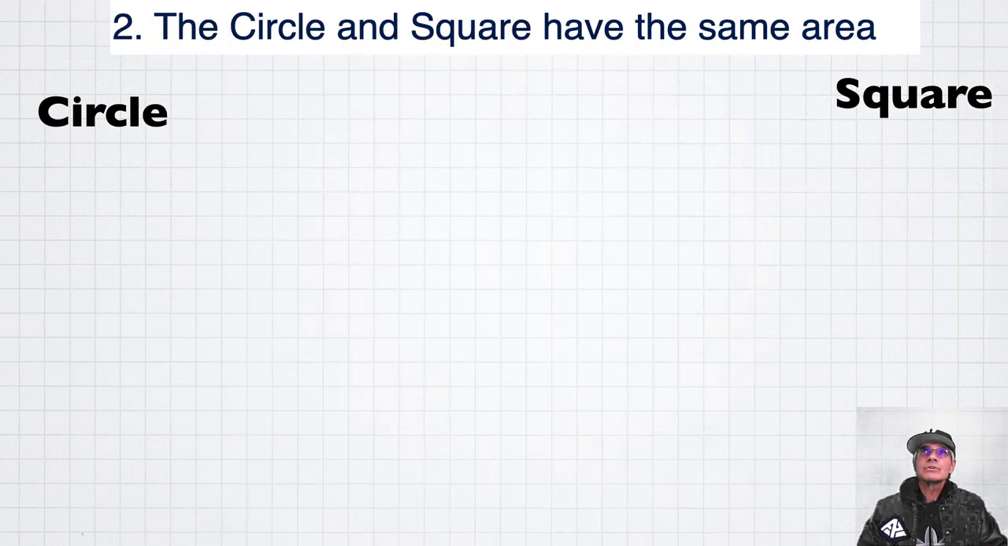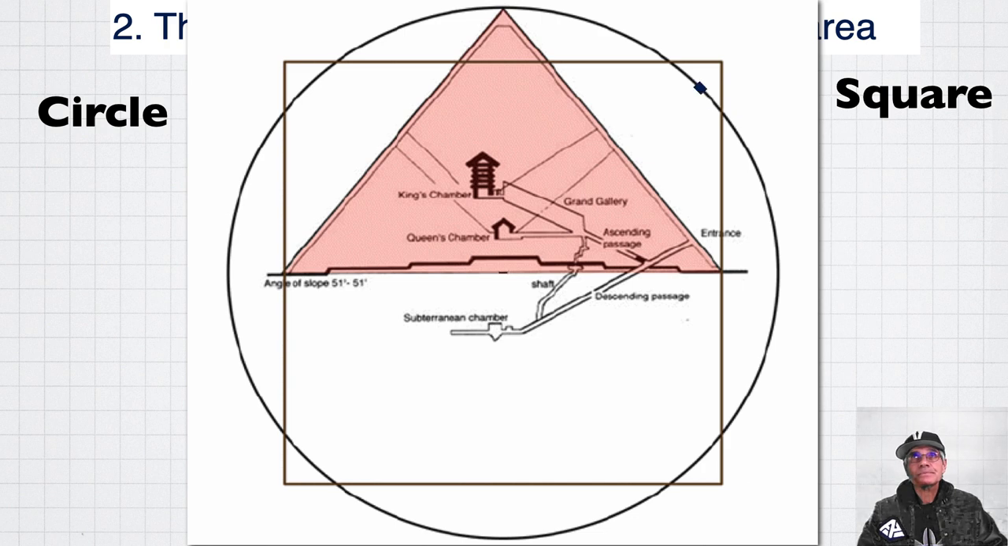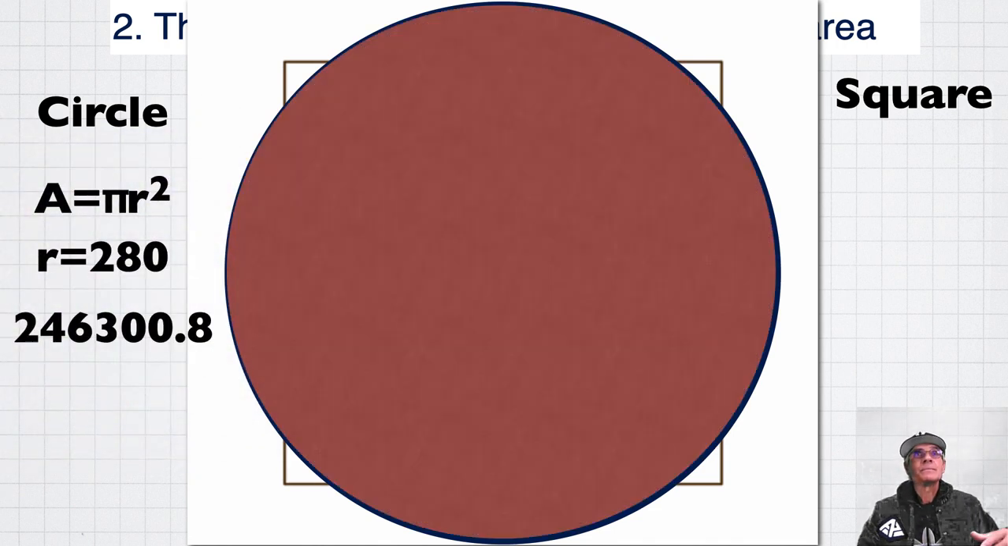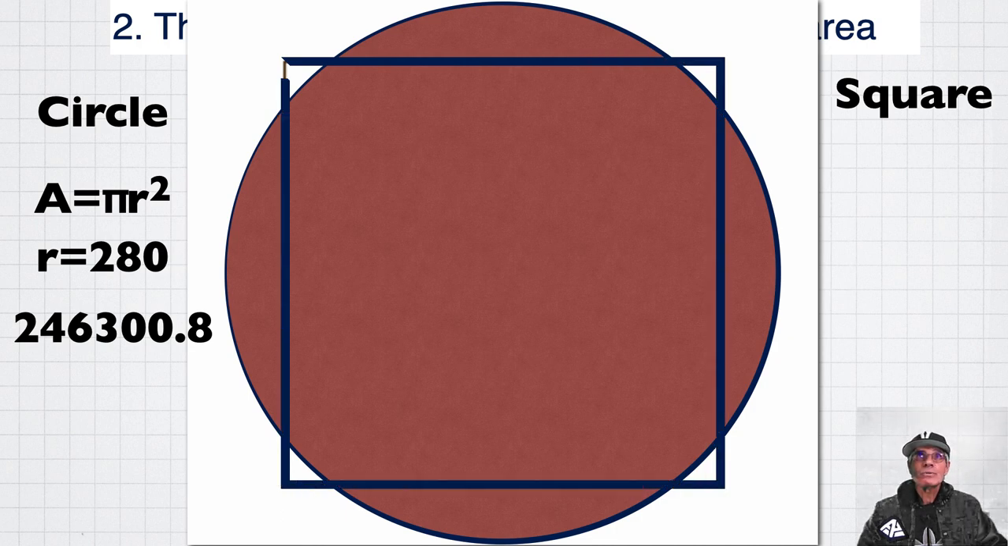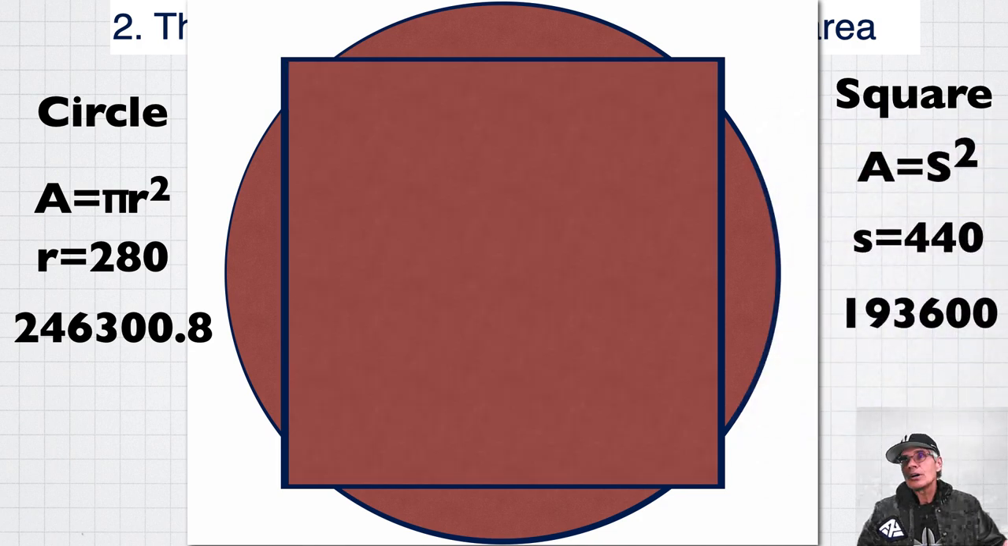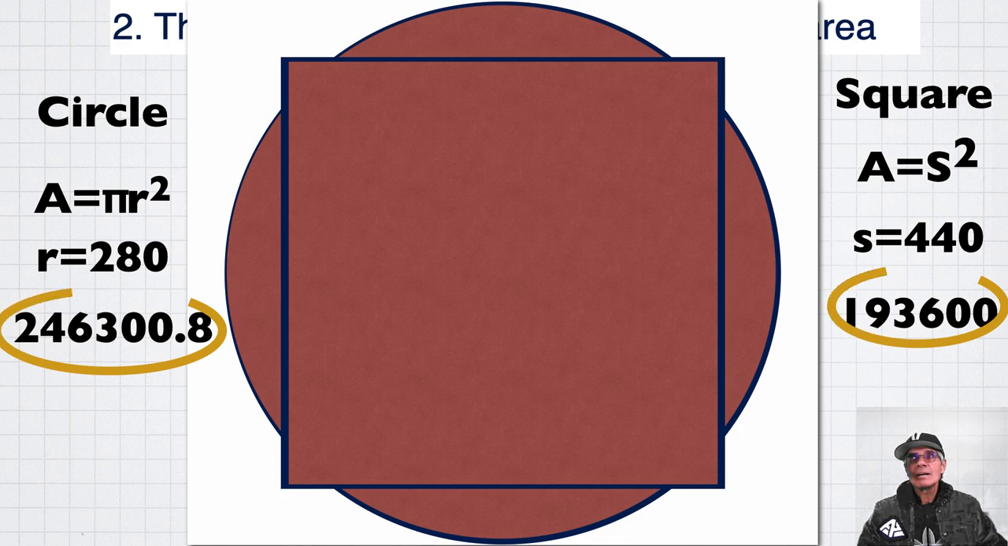Okay, now let's look at number two. The circle and the square have the same area. So there's the circle that we used, which has a radius of the height of the Great Pyramid. The formula for the area is pi times r squared. Since r is 280, 246,300.8 would be the area for that circle. Then if we take the square, the base of the Great Pyramid, we know that the area is the side squared, so that's 440. So 440 squared is 193,600. Okay, so look at those.